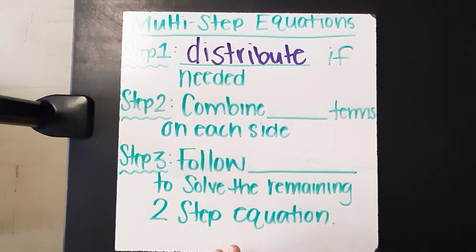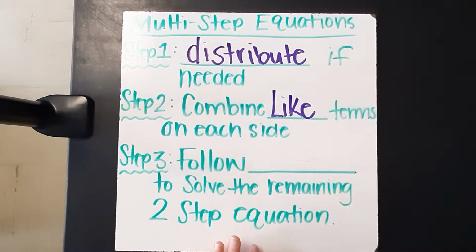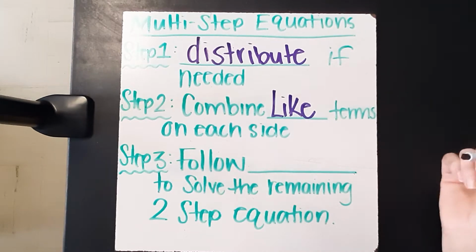Then in step 2, we'll combine like terms on each side. So that means on the left side of the equal sign, if we have any like terms, we'll combine them. And then if there are any like terms on the right side of the equal sign, we will combine those. So this will be dealing separately with each side of the equal sign.